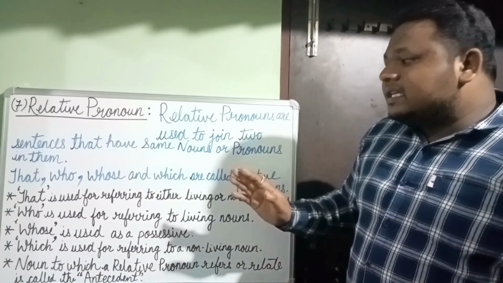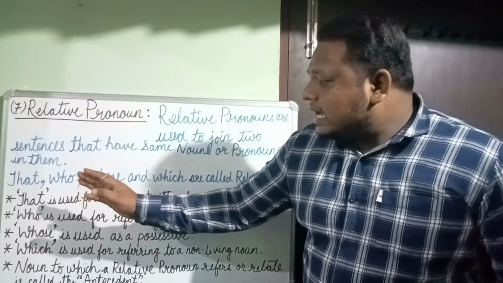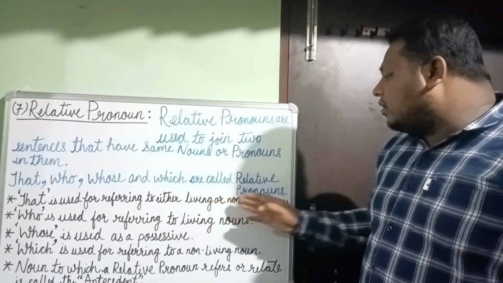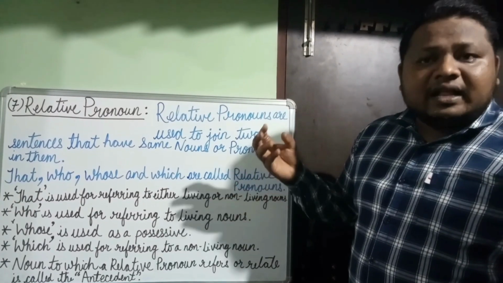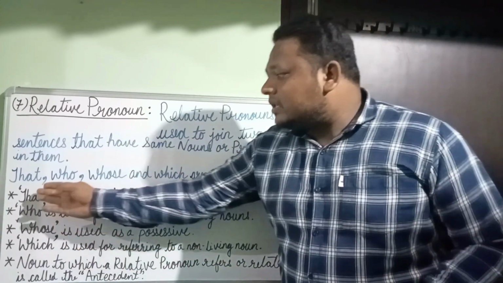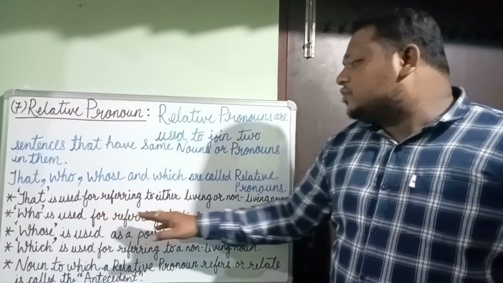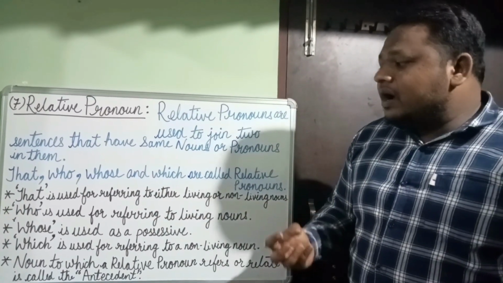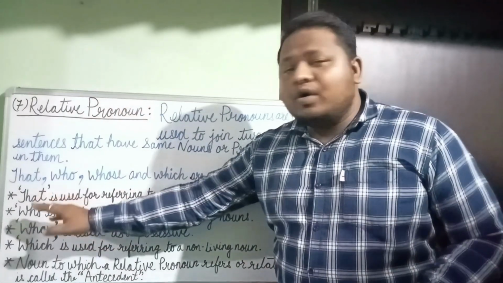Alright, now let us see some important points about relative pronouns. Number one, that is used for referring to either living or non-living nouns. Okay, so if we are referring to a living or non-living noun, we can use the relative pronoun that. Number two, who is used for referring to living nouns. Now, if we are referring to a living noun, then we have to use the relative pronoun who.